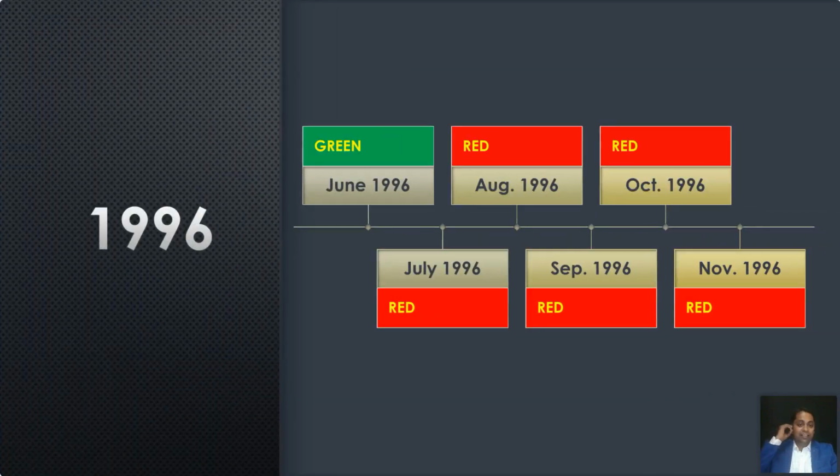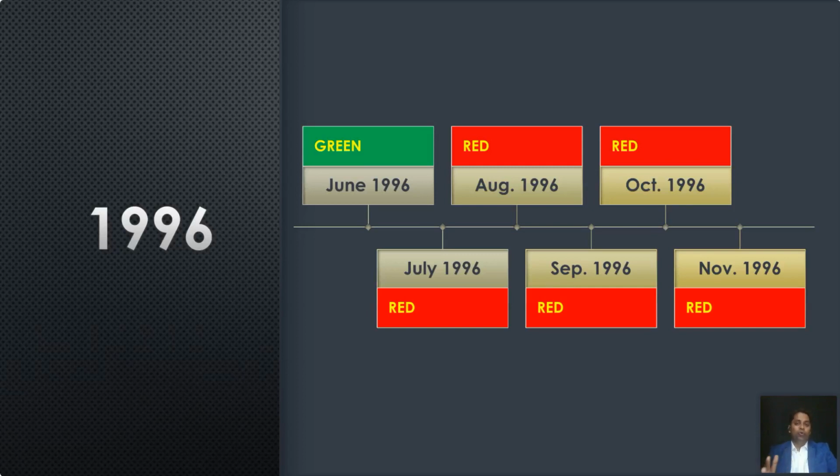1996. The month of June 1996 is where the index gave positive returns. The month of July is where the correction started off. So July, August, September, October, and November, 5 straight consecutive months where the Nifty gave negative returns month on month, compared to the previous month's closing, of course. So 5 consecutive months where the Nifty gave negative closing.